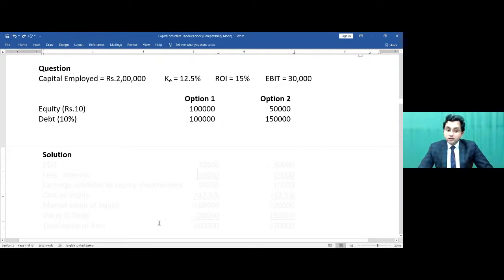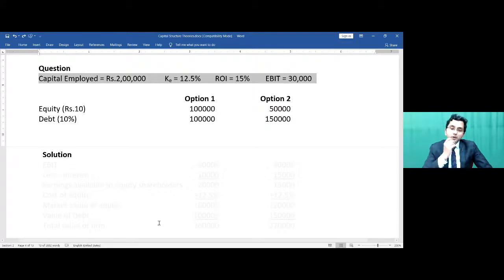Let's solve one question on the same for a better understanding. Suppose capital employed is 2 lakh rupees. Cost of equity is 12.5%. Return on investment is 15%. That is, on 2 lakh rupees the company will be able to earn 15%. So 2 lakh into 15%: EBIT, earning before interest and tax, is 30,000.